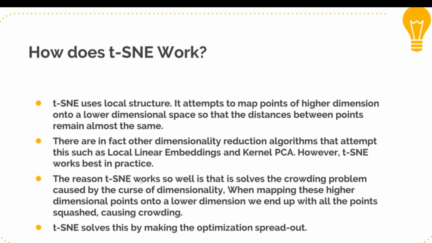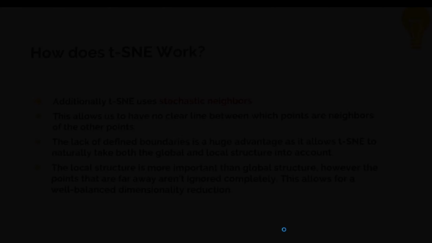The reason t-SNE works so well is that it solves the crowding problem caused by the curse of dimensionality. When mapping higher dimensional points onto a lower dimension, we end up with all the points squashed, causing crowding, and that's the crowding problem caused by high dimensionality. So t-SNE solves this by making the optimization spread out, which you will see in our Python code shortly.